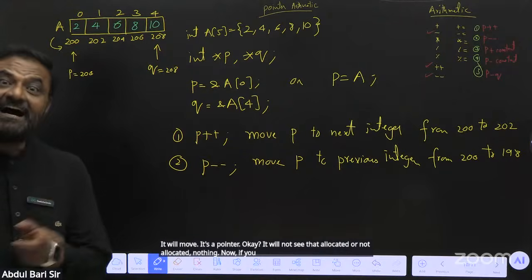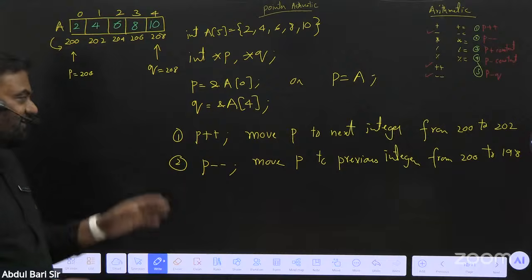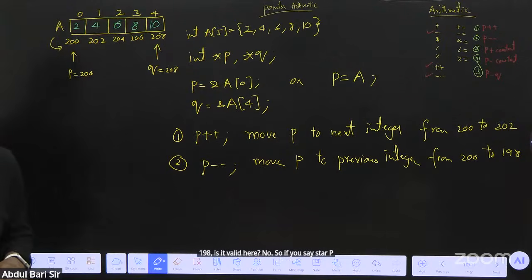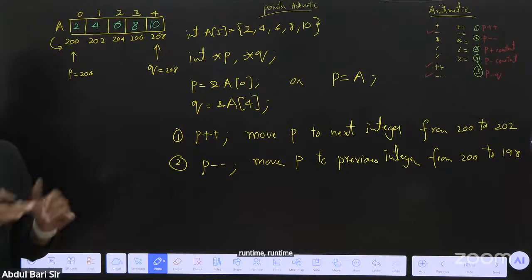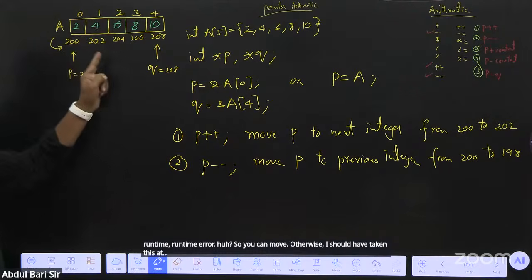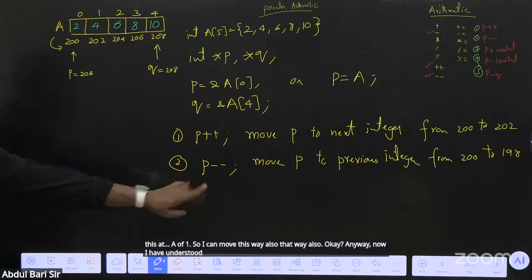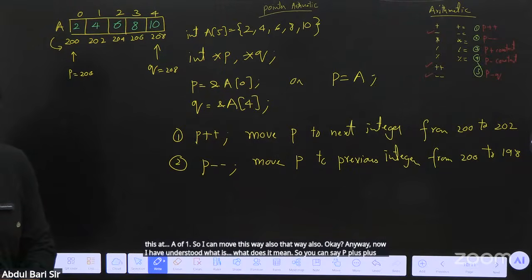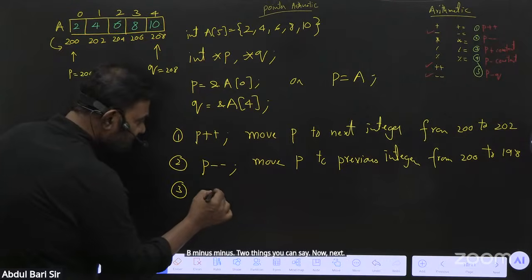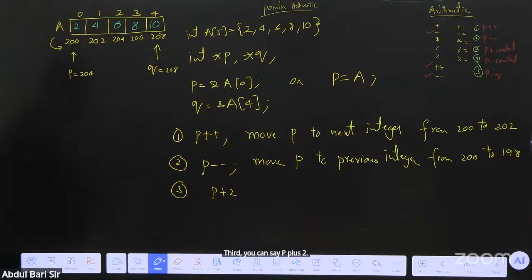Now, if you say star p, is 198 valid here? No. So if you say star p, then runtime error. So you can move. Otherwise, I should have taken this at a of 1. So I can move this way also, that way also. Anyway, now I have understood what it means. So you can say p plus plus, you can say p minus minus. Two things you can say. Now, next, third, you can say p plus 2.